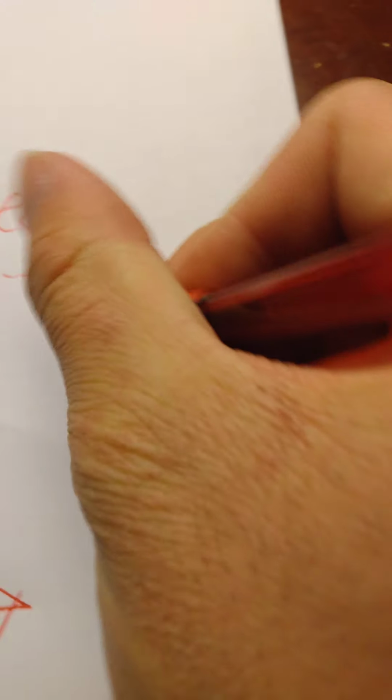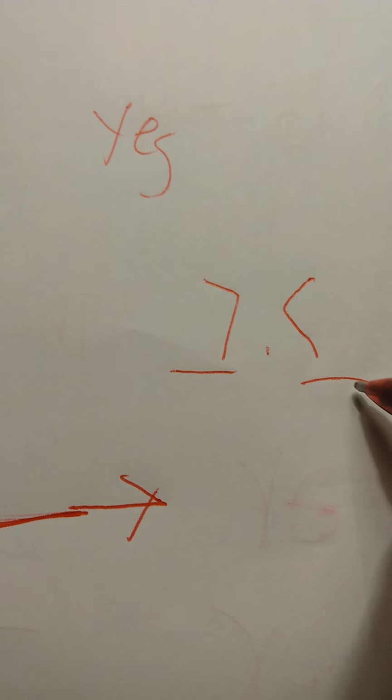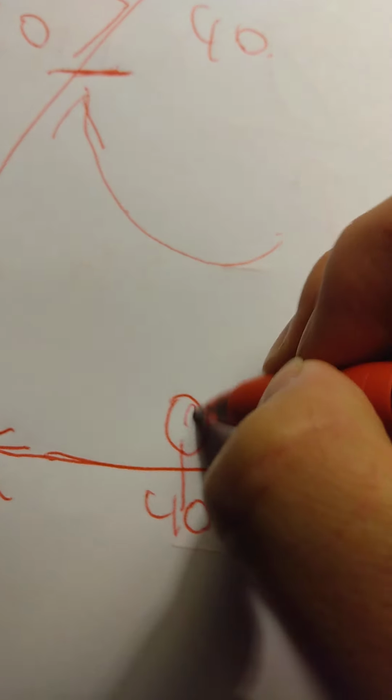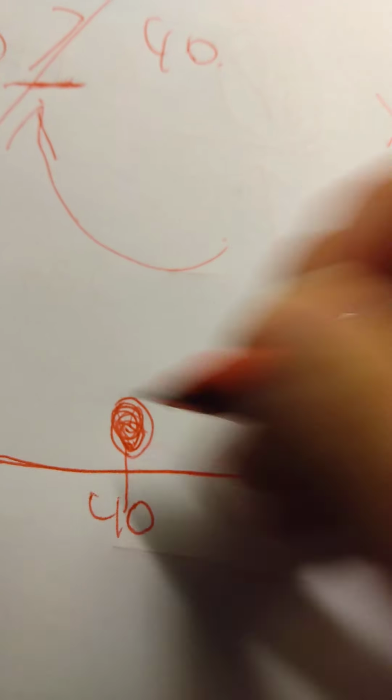Remember, if we have a symbol like this or this, then yes, it's going to be an open bubble. But if we have the lines under them, which means including that number, then that bubble will be closed, saying that it includes 40.